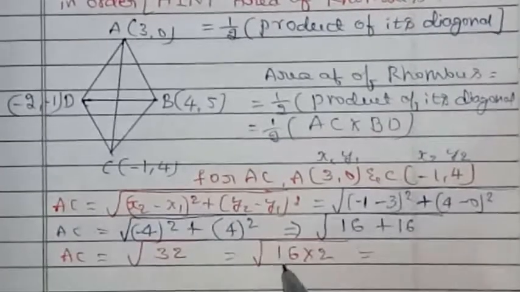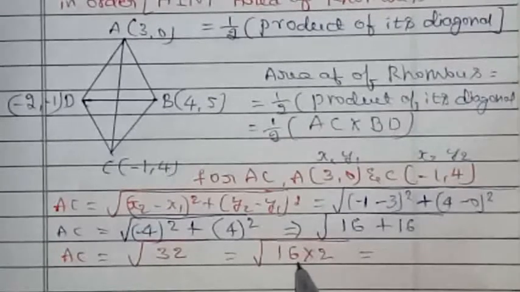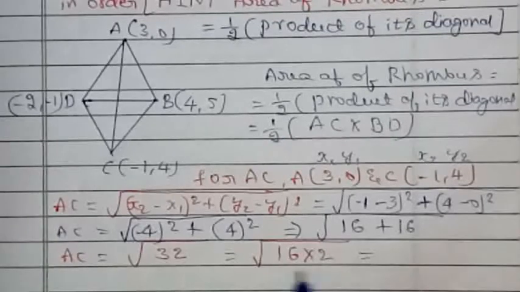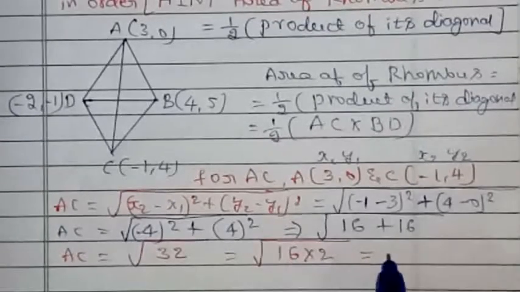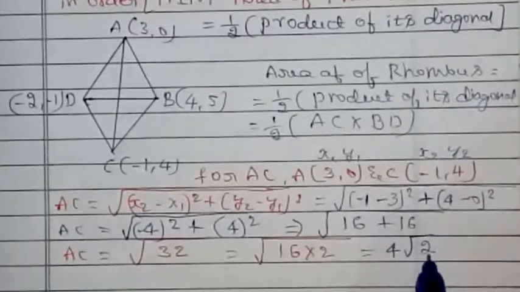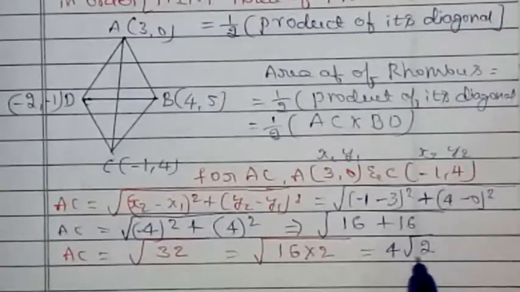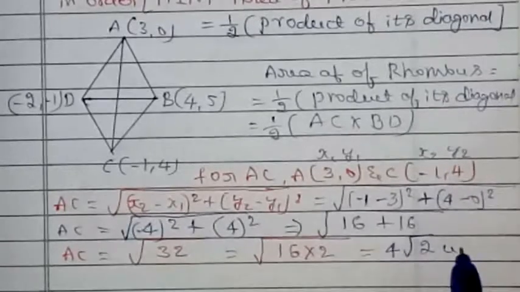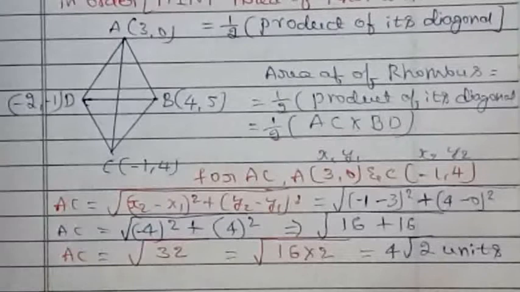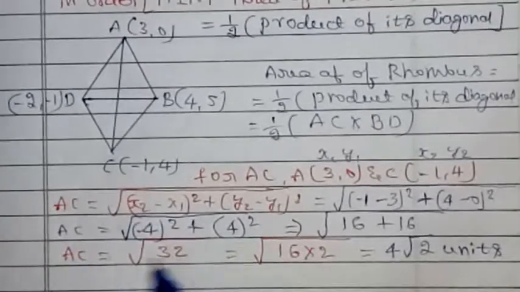What is the square root of 16? The square root of 16 is nothing but 4, so you can take out the square root of 16. The square root of 16 is 4, and root 2 as usual will remain the same. So the distance between AC is 4 root 2 units. This is the answer for the distance between AC.